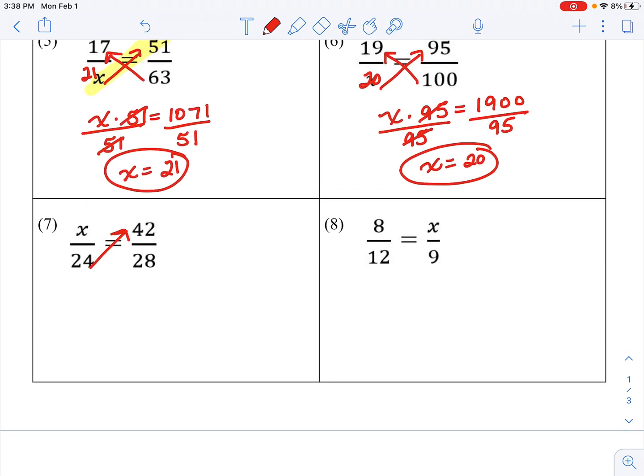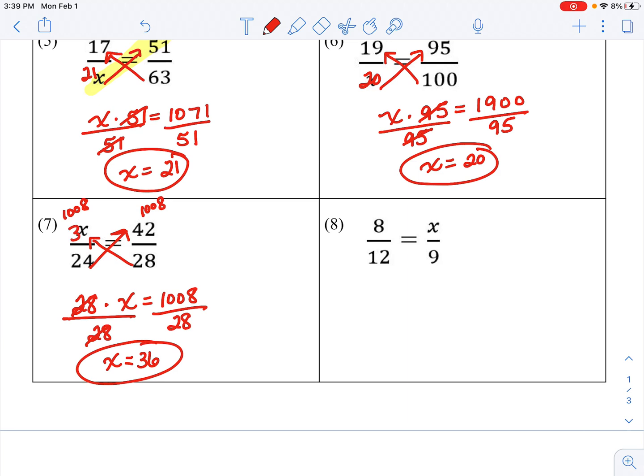24 times 42 is 1,008. So 28 times x has to equal 1,008. Instead of multiplying by 28, I'm going to divide by 28, so those cancel out and get that x by itself. So then I have to divide this side also by 28, and x equals 36. So that would be a 36.